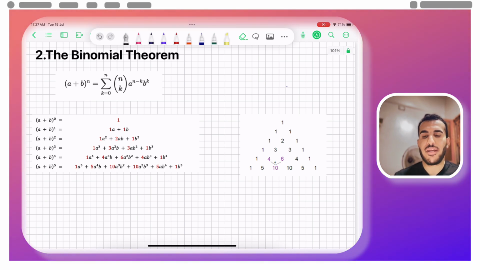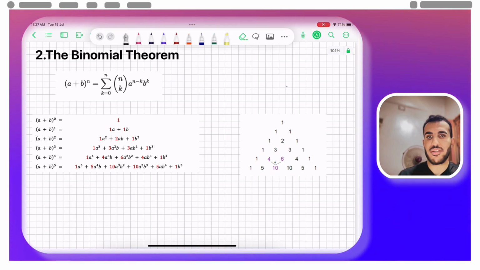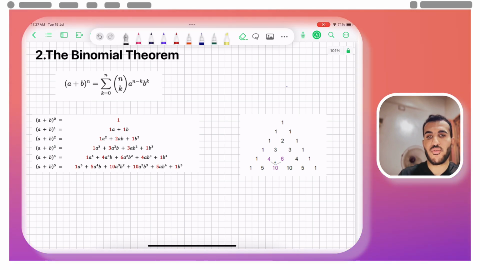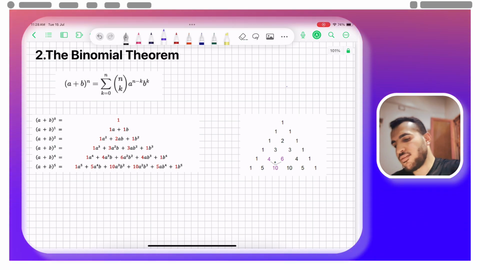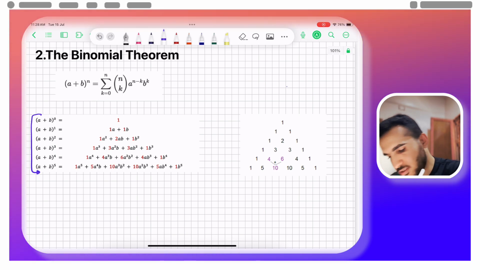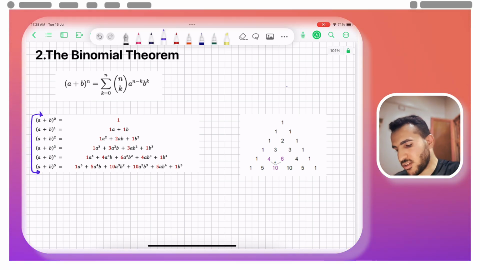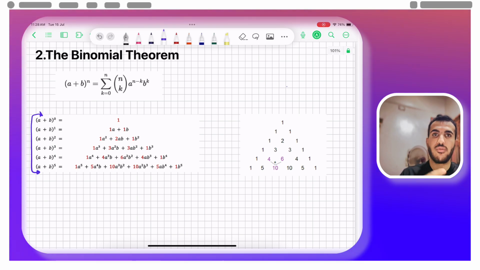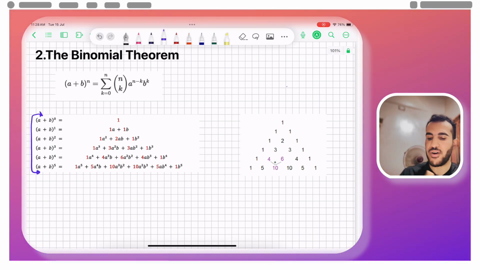So a power n minus k multiplied by b power k. Don't worry about the rule, we will explain it in detail, but before that, let me give you a small hint about the different exponents and the results for the coefficients. Here we have many binomial expressions raised to different powers: power 0, power 1, 2, 3, up to 5, as you like.